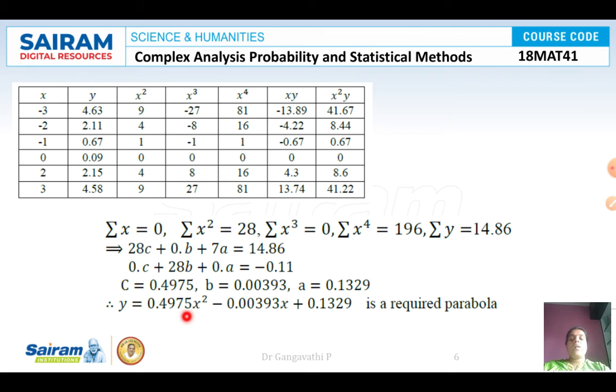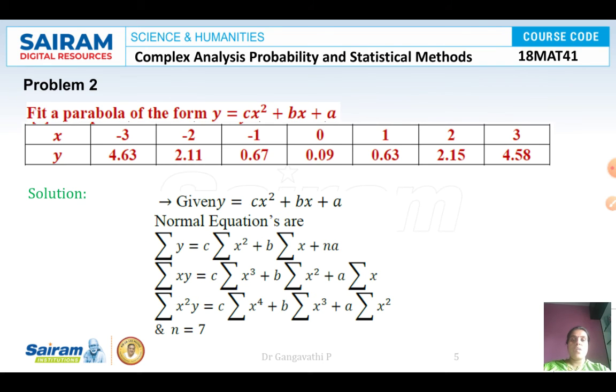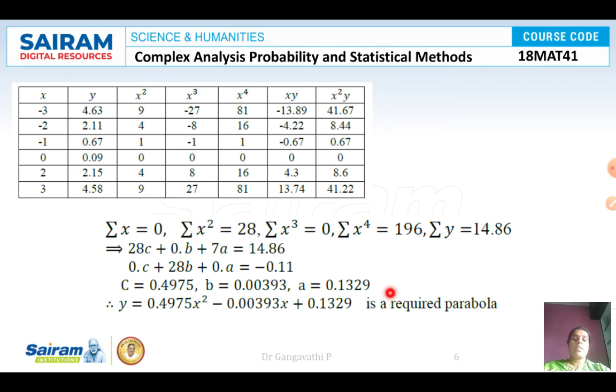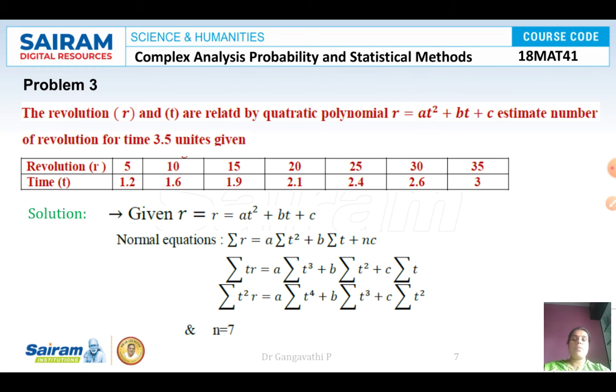this. So as I told, you need not consider two equations at a time, solve and get the value. You can solve all the three equations simultaneously in your calculator. So once you do that, you get the value of C as this, B as this and A as this. Substitute them in the equation of the second degree parabola which is given for us. So once you do so, it is the equation of the required parabola.